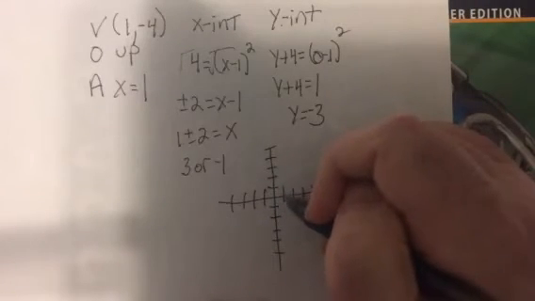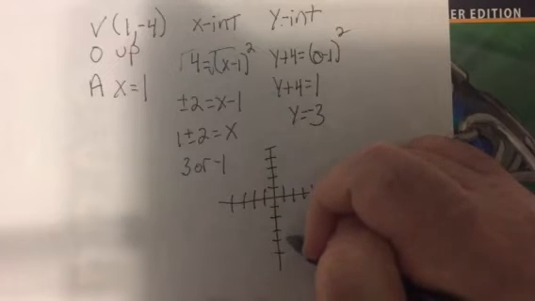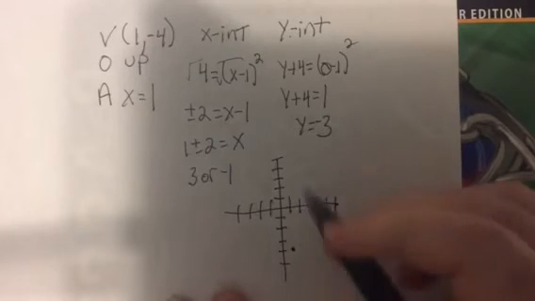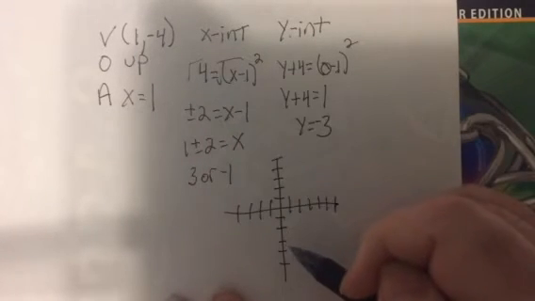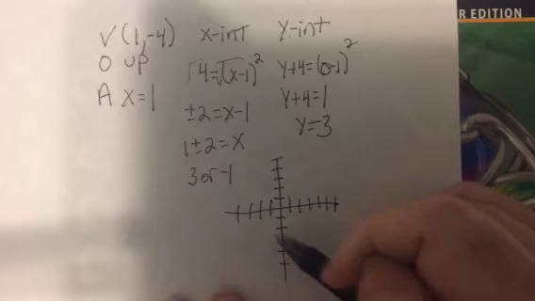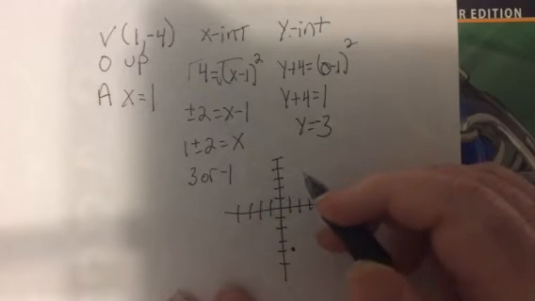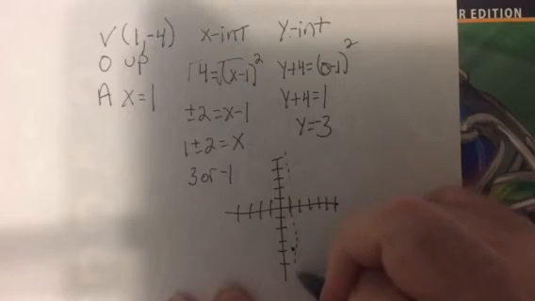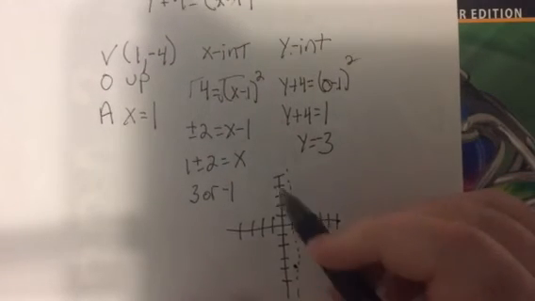So the vertex is 1, -4. Here's 1 down. Now I always tell my students, plot that twice. People tend to make dumb mistakes with that. So 1, -4. Okay, it's going up, so I know it's going up this way. The axis of symmetry is dashed. It's something true about the graph. It's not on the graph.